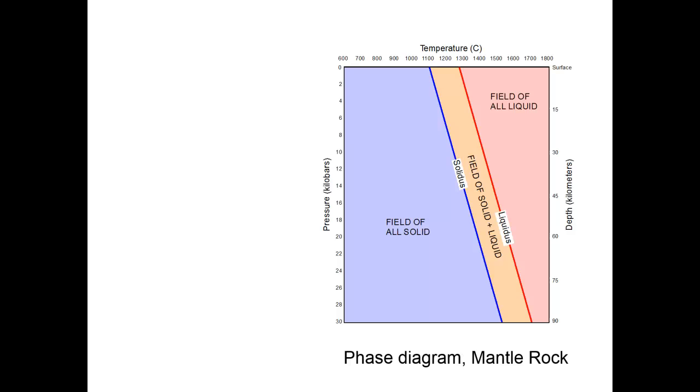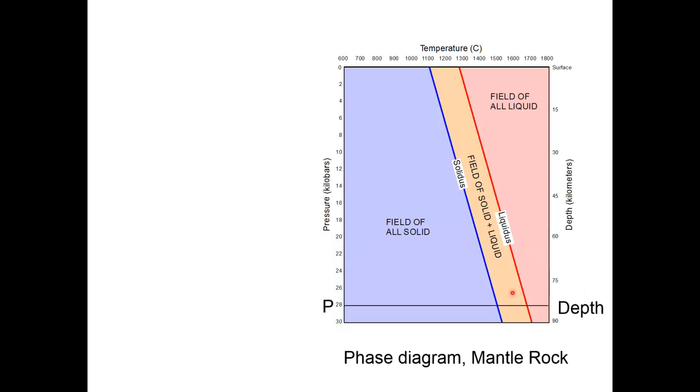To understand what happens to make peridotite melt, we use a phase diagram. This is simply a graph of temperature on the x-axis versus pressure shown here on the y-axis. And what we have shown here is the stability field of a peridotite under various combinations of temperature and pressure. Either we could have all solid present, no liquid at all. We could have all liquid present, no solid at all. Or between the liquidus and the solidus, we have a mixture of both solid and liquid present.